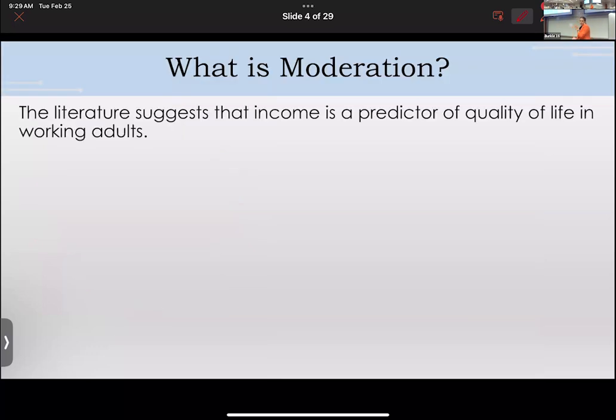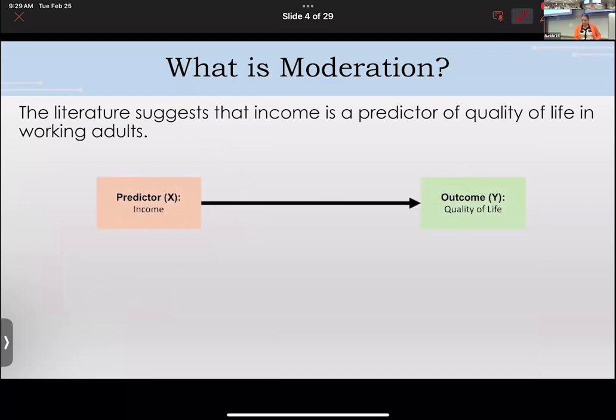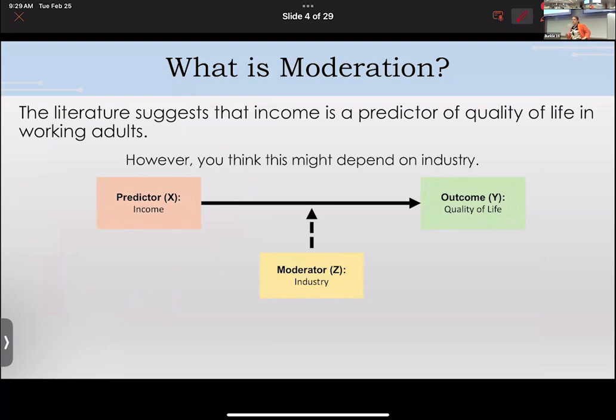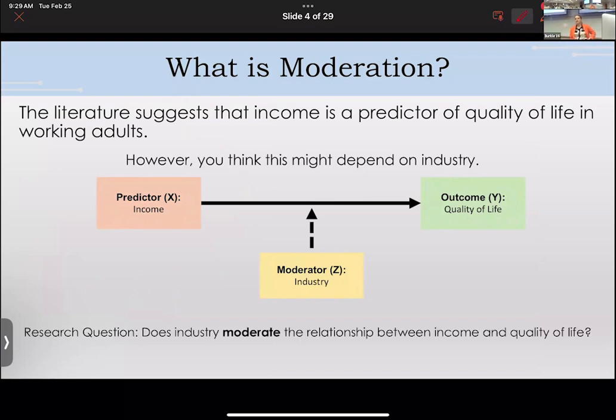Cool. All right. So we're going straight into an example because we're pretty good with the what-is-moderation stuff. Literature suggests that income is a predictor of quality of life. We looked at this last time. Except you think this might depend on industry. Okay? So our research question in stats language would be, does industry moderate the relationship between income and quality of life? What would it be in less stats language?